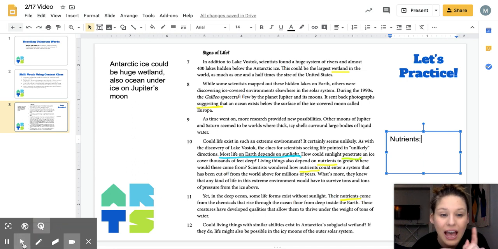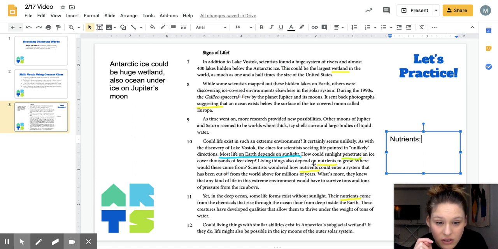Okay, let's keep going. How could sunlight penetrate an ice covered thousands of feet deep? Living things also depend on nutrients to grow. So it's saying they depend on sunlight and they depend on nutrients. Well, if we think about things that we know that are living, like a plant, right? That's a good example. What does it need? It needs sunlight, which they talk about, and it needs some sort of food, right? So then I would go to my text box and I would go, okay, let's try nutrients means food. And we can try replacing it with food and seeing if it makes sense. Living things also depend on food to grow. That makes sense. Where would these come from?